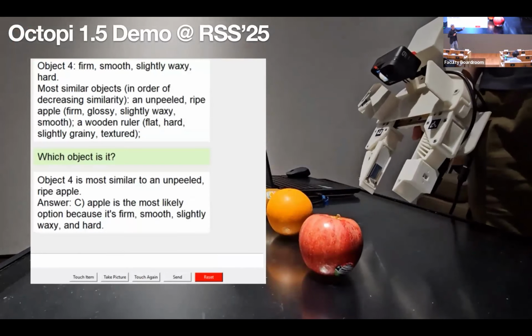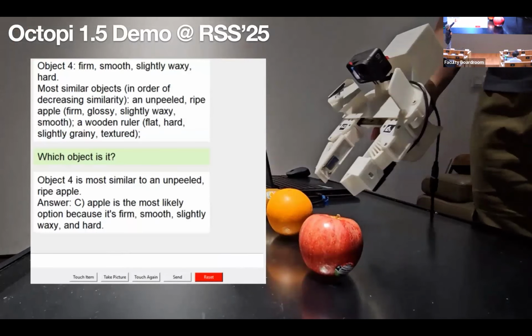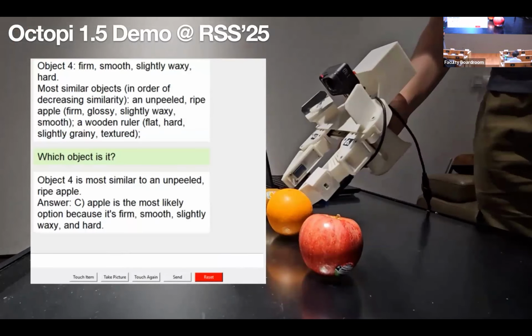But okay, so what you see is that what Octopi is doing is classifying, telling you the object property. So it says the object it is grasping is firm, smooth, slightly waxy, and hard. And it's pulling out other objects from the training data set. So it already says that, okay, the most similar objects that it's seen before are a ripe apple, wooden ruler, and so on and so forth. And then based on what the picture is, it tells you to detect what it is that is touched, okay?